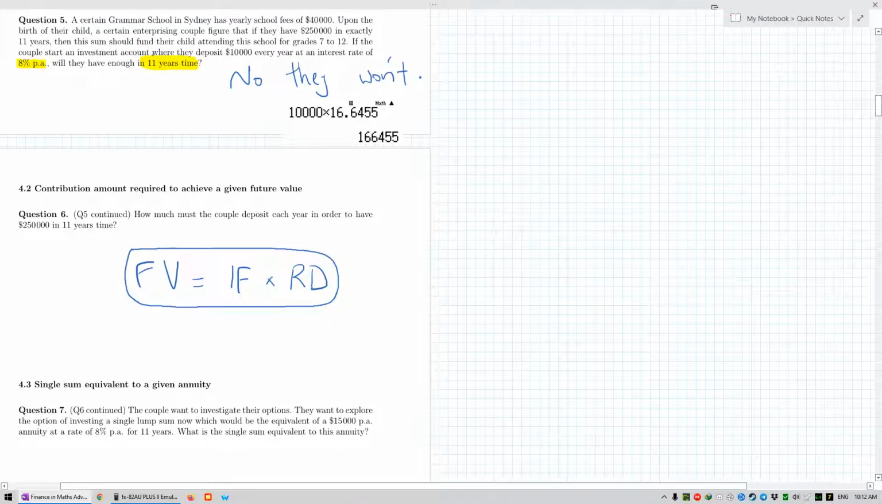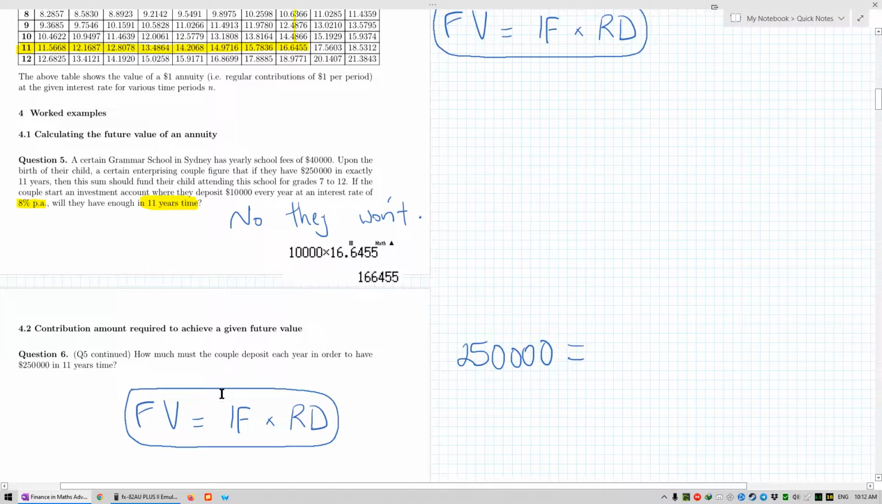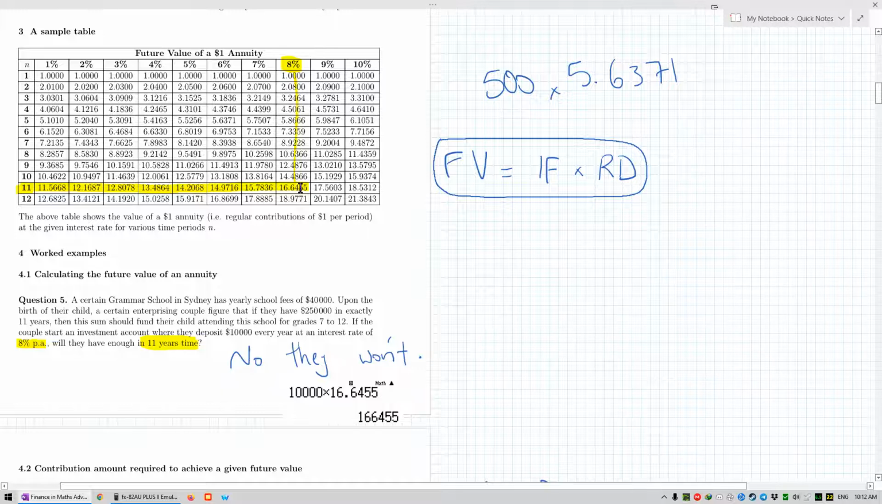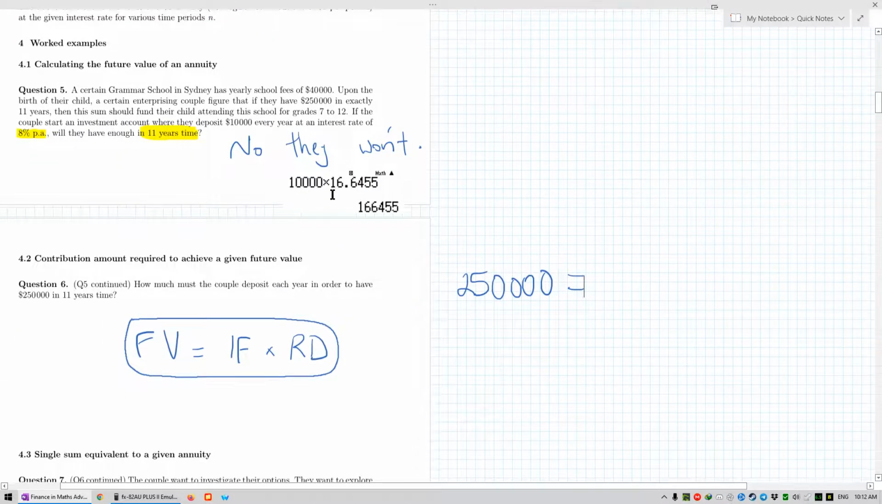So future value, how much do they need? They need 250,000, which is equal to the interest factor. The interest rate hasn't changed, presumably. I should have made it more obvious when I was writing the question, but the interest rate is still 8% per annum, and it's still going to be 11 years' time. So we're still dealing with 16.6455. So we're going to write over here 16.6455 multiplied by regular deposits.